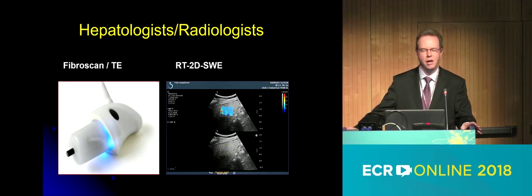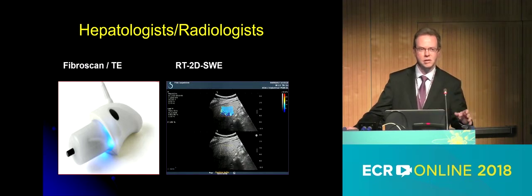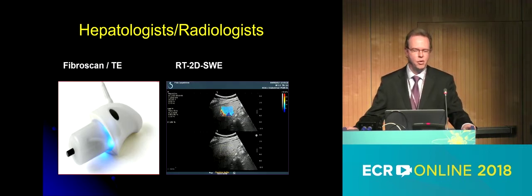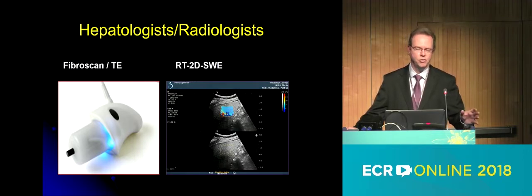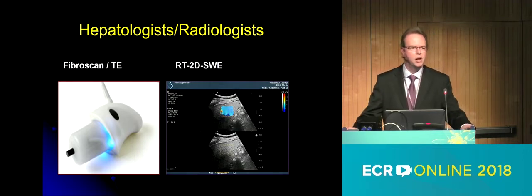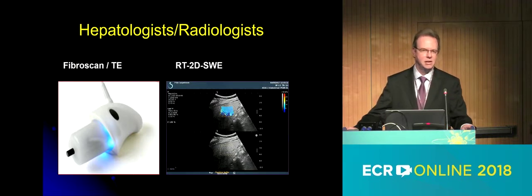But now we have in our hands, us radiologists and also hepatologists, tools that seem to be more powerful because they allow us to do a real-time 2D elasticity map of the liver, almost where we want in the liver. And we are no longer limited by ascites, for example. So it seems to be very interesting.